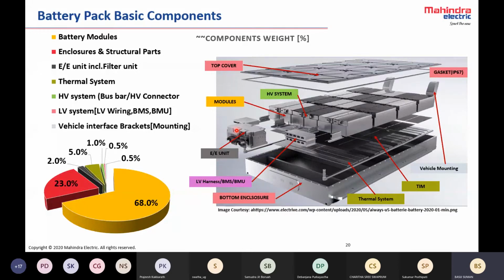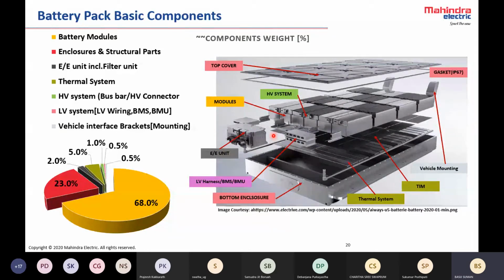Then you have the electrical unit. These are the big HV connectors. Inside this, you will have the contactors. Contactors make sure that when the vehicle is keyed on, the contactor is connected, so that means the power can flow. And when you key off, the contactors are opened, so that means the battery pack is separated from the outside connection.